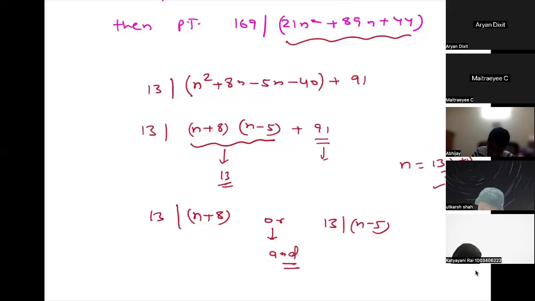Sir, I am checking for the n plus 8 case. Here we assume that n minus 5 is divisible by 13, right? If n minus 5 is divisible, then 100% n plus 8 is also divisible. The difference between both the numbers is 13, so if one number is divisible, 100% the other will be. Sir, I missed that, sorry.